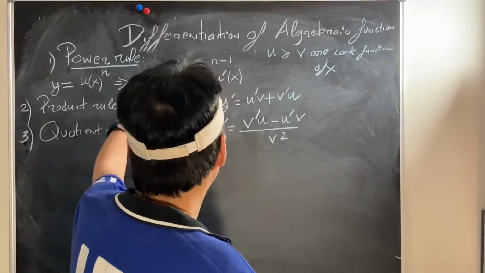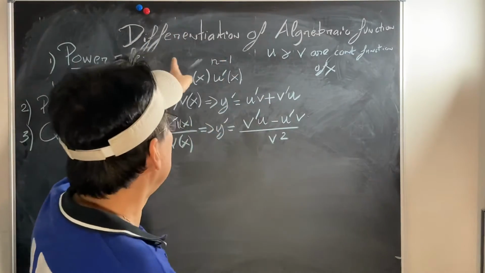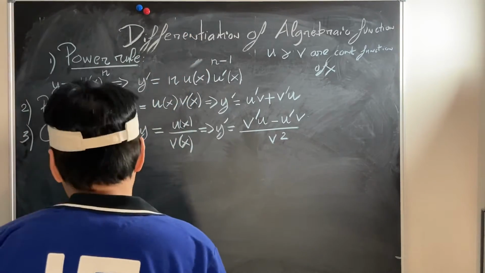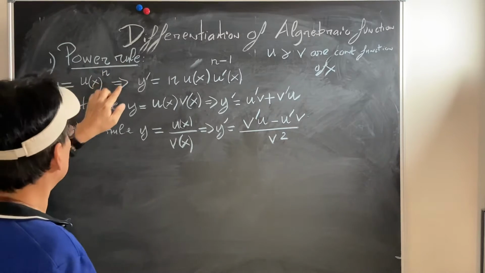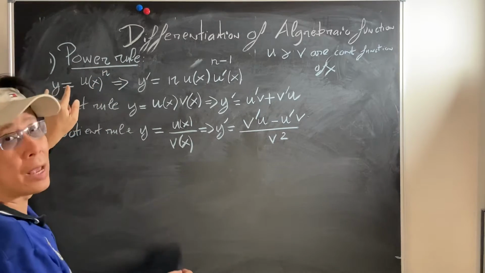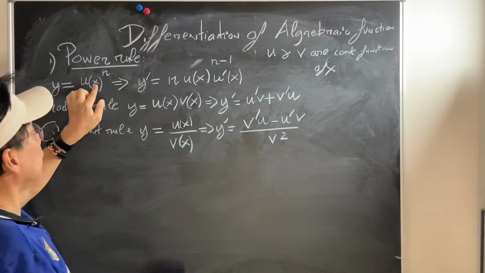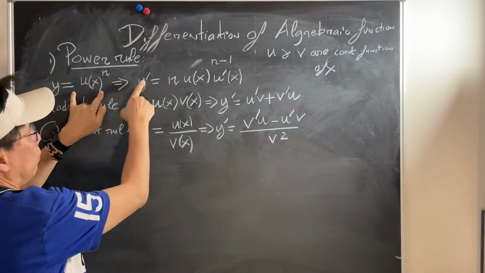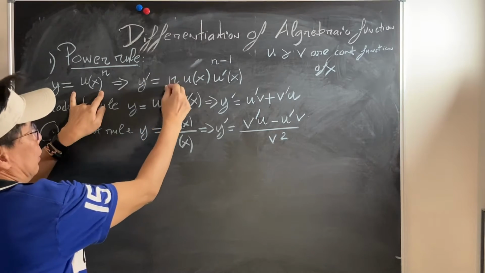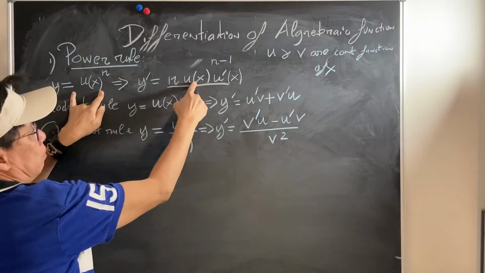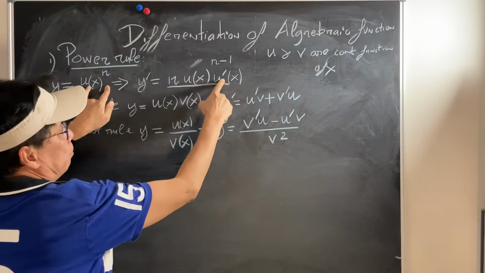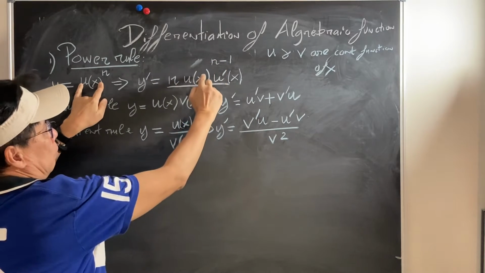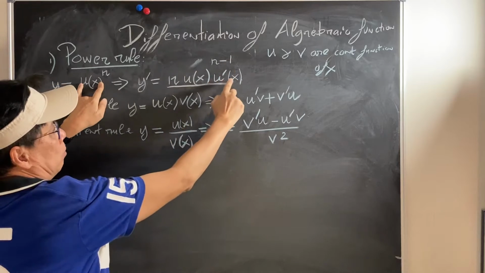Today we study the three most important rules in differentiation. The first rule is the power rule. If we have a function y equals u of x to the n power, then the derivative y prime will be equal to n times u of x to the n minus 1 times u prime of x.